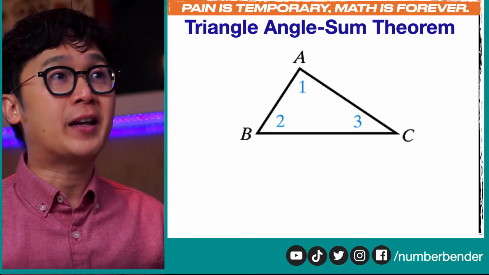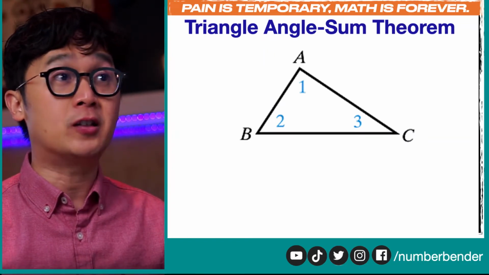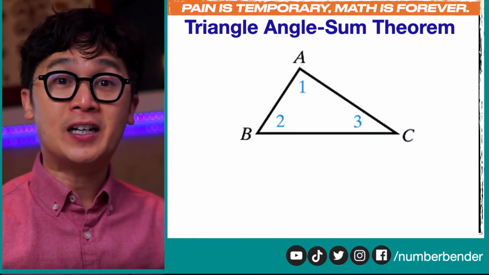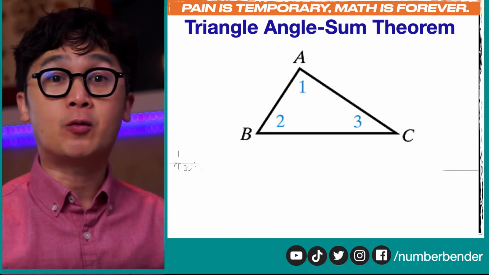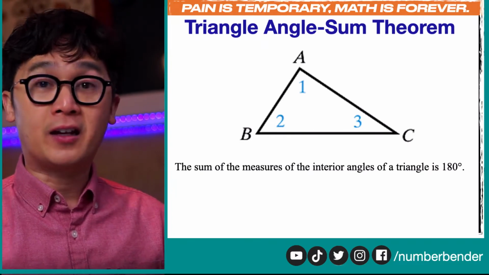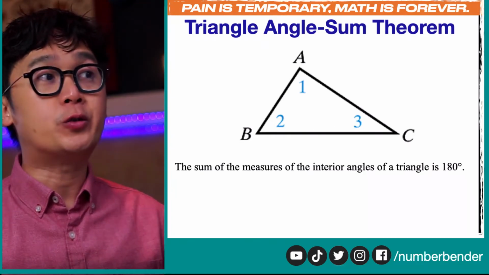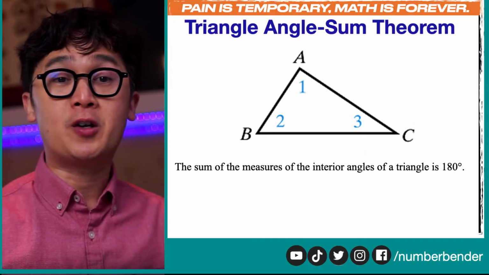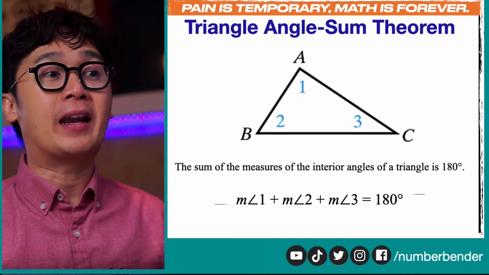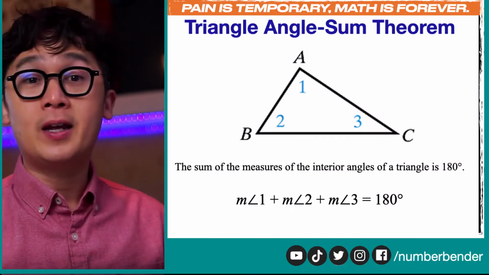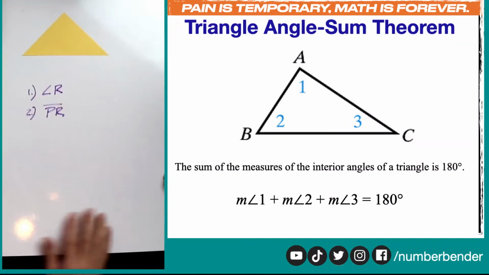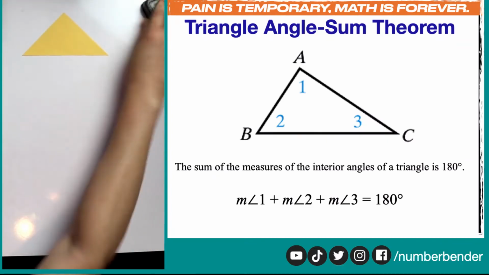We call it the Triangle Angle-Sum Theorem, and it states that if we add all the interior angles of our triangle, it will equal 180 degrees. And that is basically our Triangle Angle-Sum Theorem. And if we're going to use geometric notation to denote that this theorem exists, all we need to do is to add angle 1, angle 2, and angle 3 equal to 180 degrees. Now let's try to prove it using this triangle right here.